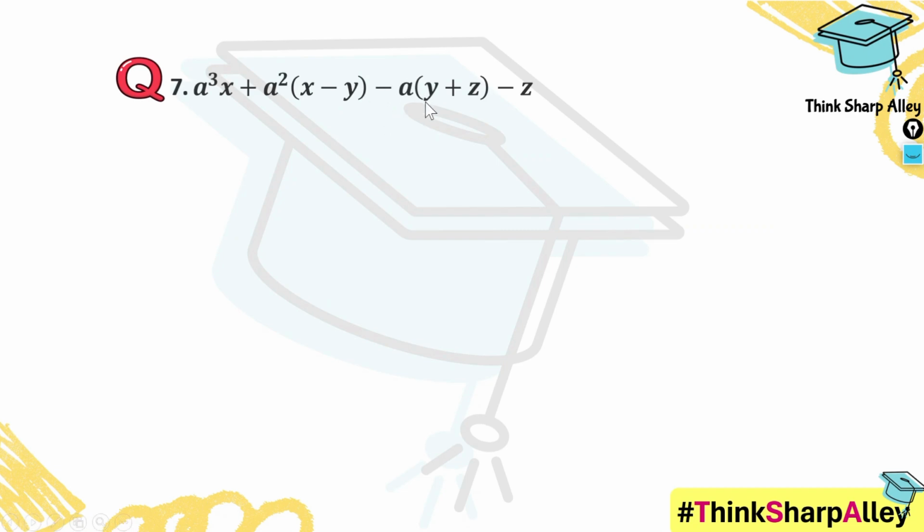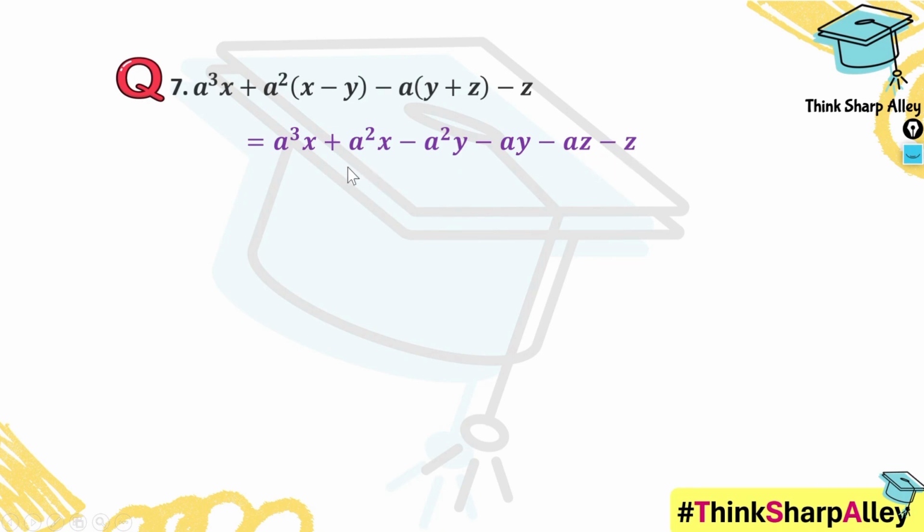So let's start multiplication. a cube x remains as it is, a square gets multiplied with x and y, so we get a square x minus a square y. a also gets multiplied, so we get minus ay minus az, because minus times minus, the sign changes, and minus z remains as it is. Now it's time for grouping them. So we group these two terms together because we can pull out a common factor. Again, these two terms form another group, and the third group is the last two terms.